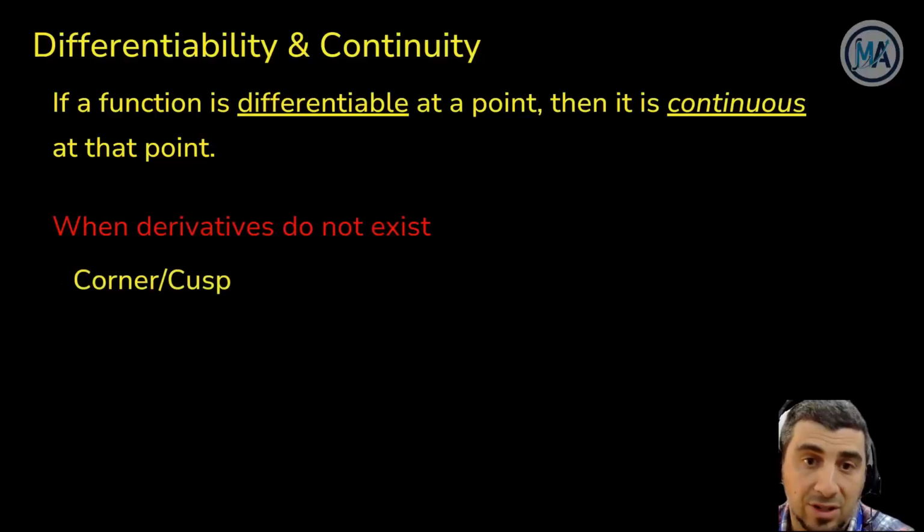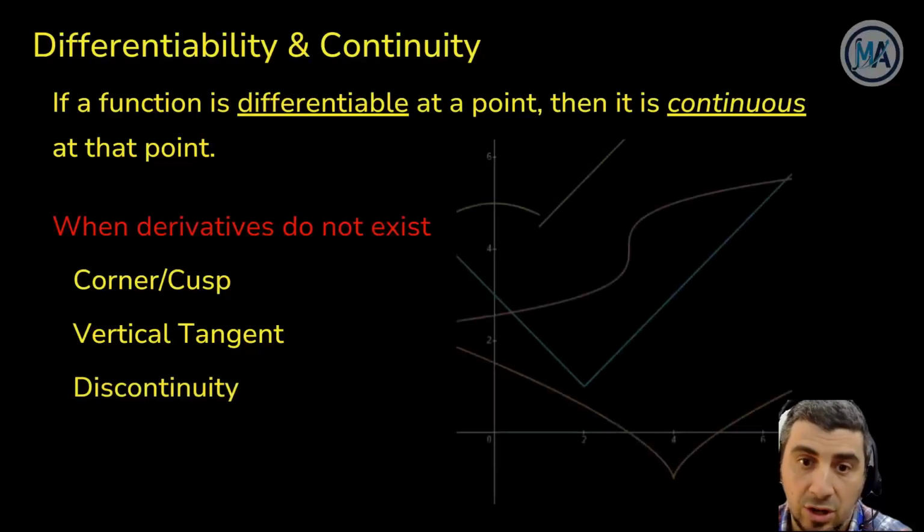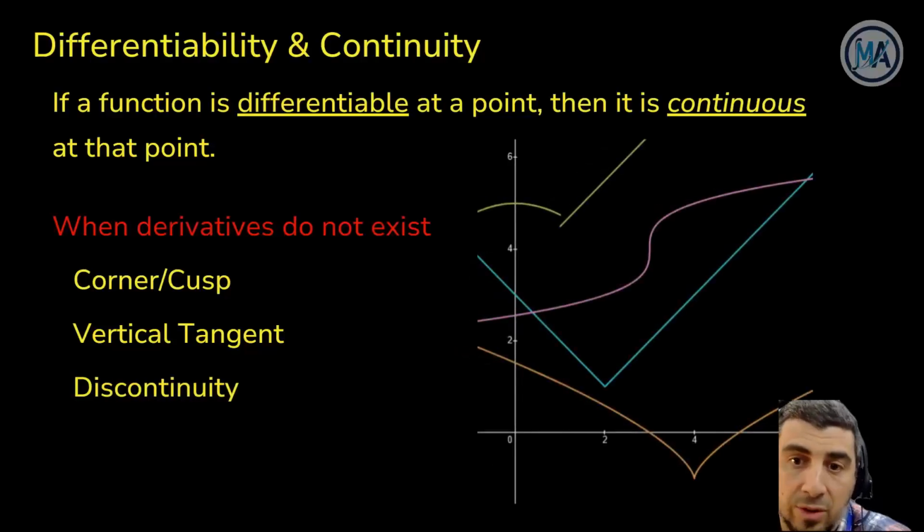When a derivative does not exist, the graph could look like a corner or a cusp, a vertical tangent, or a discontinuity. So here in the green graph, we have a discontinuity. Down from that, the purple one, you have a vertical tangent. And then the last two graphs are illustrating a corner or a cusp.